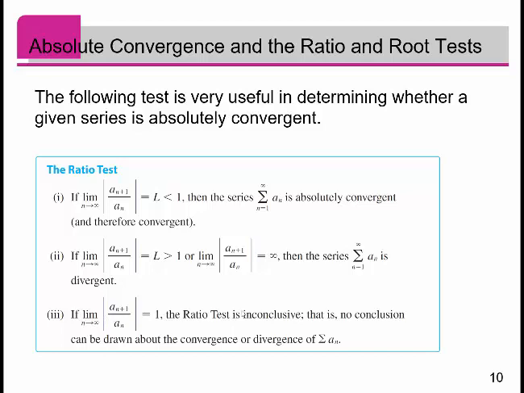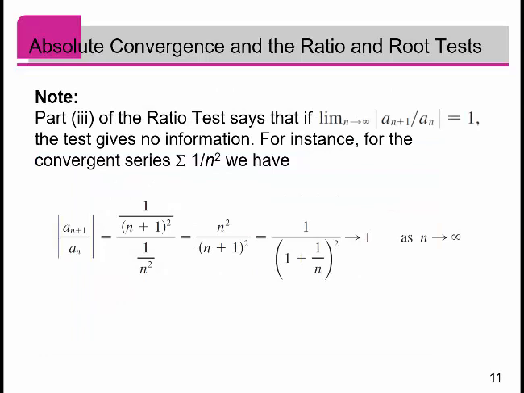All right, so let's take an example of this. Note that in part 3, the ratio test says that if the limit as n goes to infinity is equal to 1, the test gives no information. So for instance, take a convergent series. We know it's convergent: the summation of 1 divided by n squared.